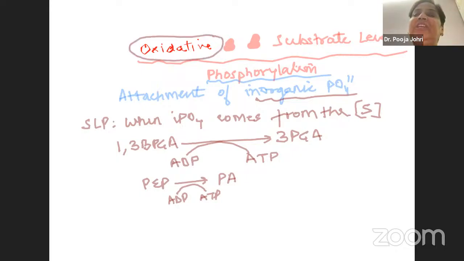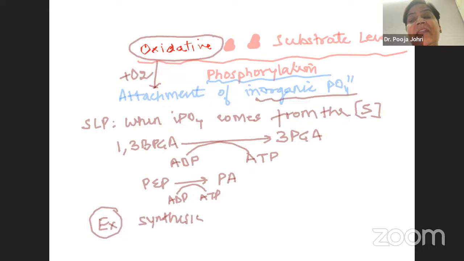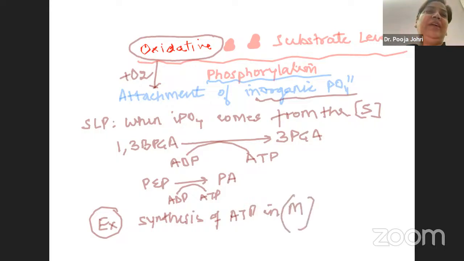अब देखो, phosphorylation is attachment of inorganic phosphate. Oxidative means when attachment is at the expense of oxygen. So when oxygen is there and it is attaching inorganic phosphate, we will call it oxidative phosphorylation. And the example of oxidative phosphorylation is synthesis of ATP. But where? Synthesis of ATP in the mitochondria, in the inner membrane of mitochondria.